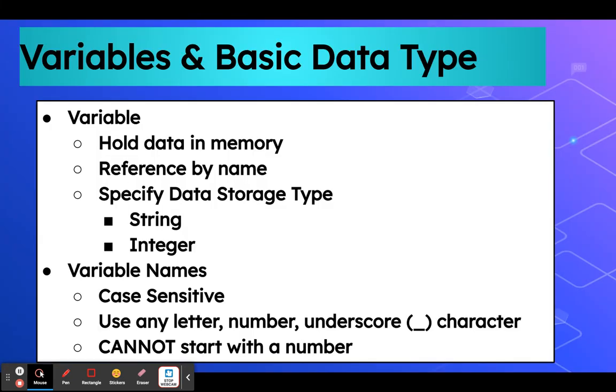So we have variables and basic data types. A variable holds the data in memory. It's referenced by a certain name that you give it. It has a specific data storage type, such as string or integer, and the variable names are case sensitive, and they can't start with a number, and they can use any letter you want.